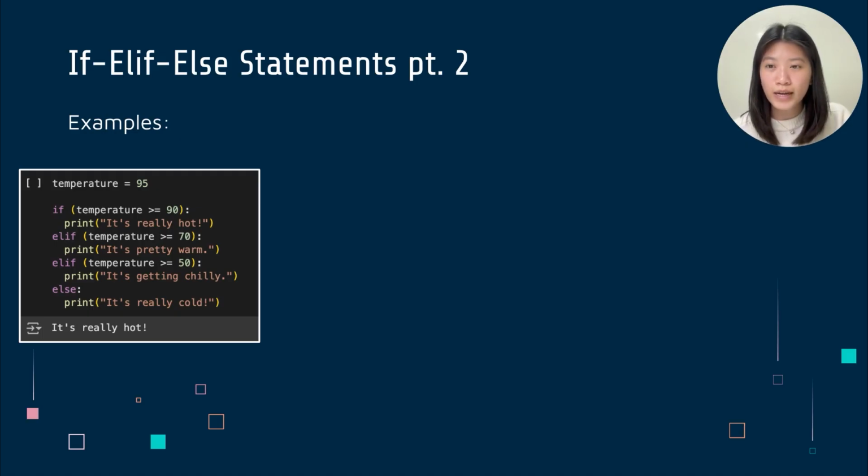So in this first example, I set the variable temperature equal to the integer 95. And first, we're going to check if temperature is greater than or equal to 90 and see what that evaluates to. And we know 95 is greater than or equal to 90, so that first conditional is going to evaluate to true, and it's going to print it's really hot. And all the statements below, the elif and the else, are never going to be run because the if statement already evaluated to true. So the only thing that is outputted is it's really hot.